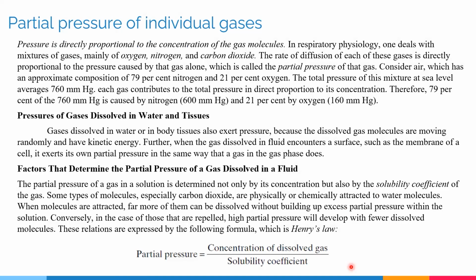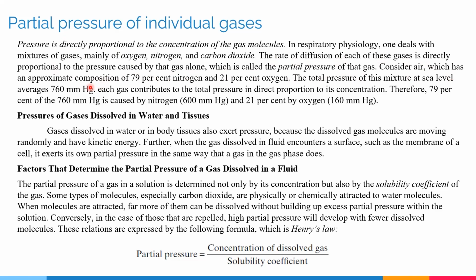After looking at diffusion, we will look into the concept of partial pressures of individual gases. Pressure is directly proportional to the concentration of the gas molecules. In respiratory physiology, one deals with a mixture of gases, mainly oxygen, nitrogen, and carbon dioxide. The rate of diffusion of each of these gases is directly proportional to the pressure caused by that gas alone, which is called the partial pressure of that gas.